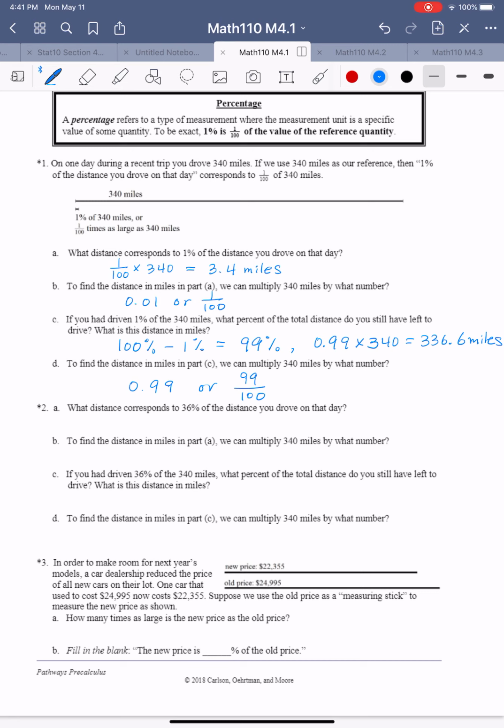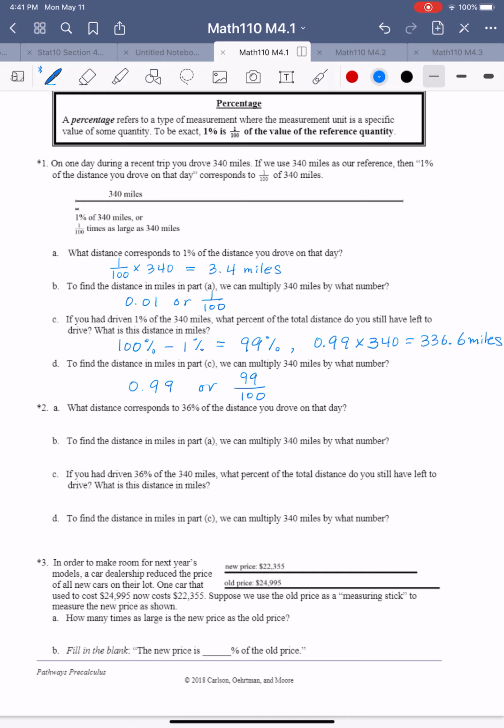Alright, let's look at number 3. In order to make room for next year's models, a car dealership reduced the price of the new cars on their lot. One car that used to cost $24,995 now costs $22,355. So the price has decreased. Suppose we use the old price as the measuring stick to measure the new price as shown. How many times as large is the new car price as the old car price?